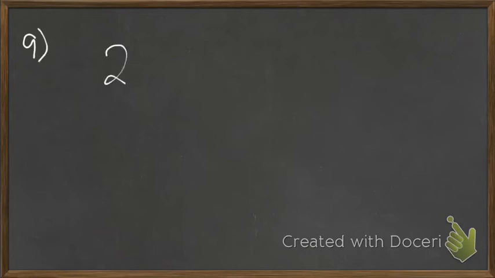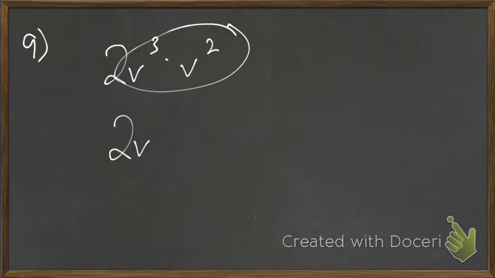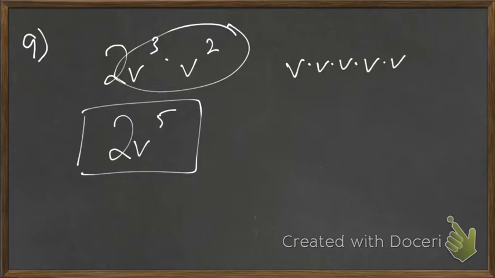Number 9, 2v cubed times v squared. I've got 5 total factors of v there. Number 1 wrong answer is 6 because students sometimes multiply, but remember, this is what the expanded form of all those v's would look like.